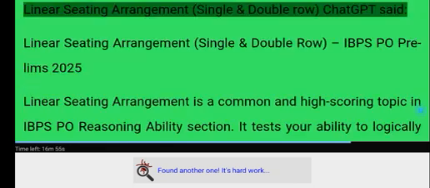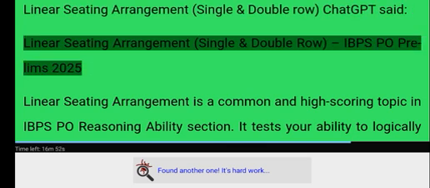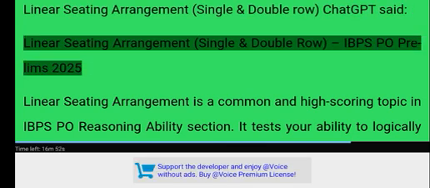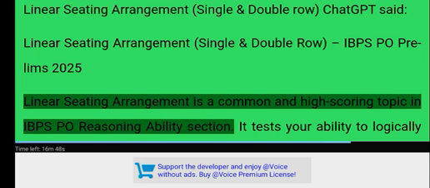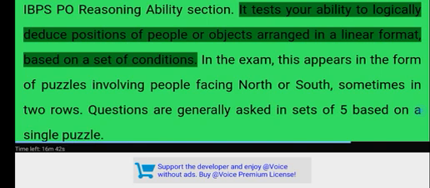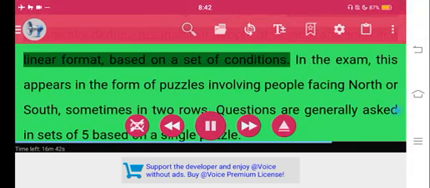Linear seating arrangement, single and double row, IBPS PO prelims 2025. Linear seating arrangement is a common and high-scoring topic in IBPS PO reasoning ability section. It tests your ability to logically deduce positions of people or objects arranged in a linear format, based on a set of conditions.